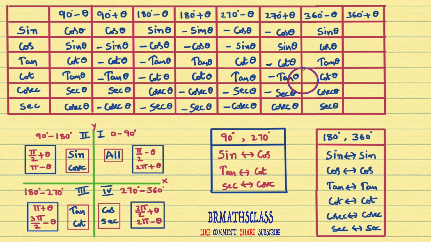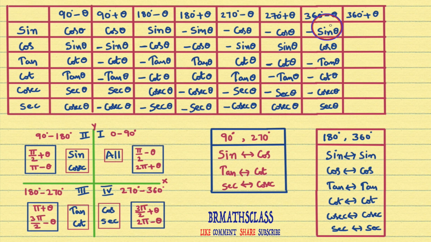Okay, now it's time to write the signs. 360 degrees means 2 pi. 2 pi minus theta. 2 pi minus theta lies in which quadrant? 2 pi minus theta lies in fourth quadrant. In fourth quadrant, cos, secant are positive. You see here, with respect to cos, positive answer will be there, and with respect to secant, positive answer will be there. Remaining all will be negative. Try to understand. Here, the answer with respect to cos is positive. This is negative, negative, negative.